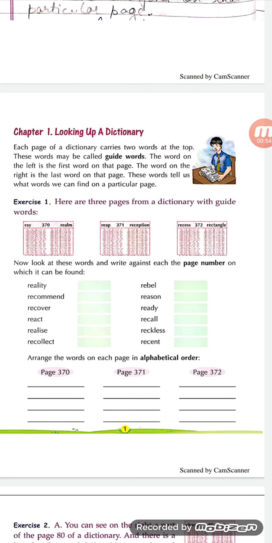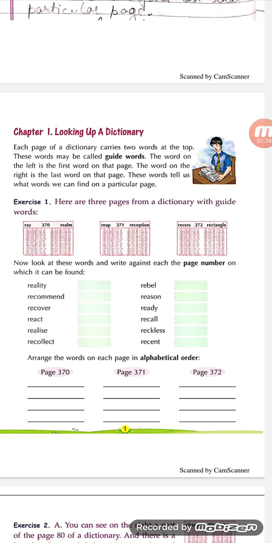Dear students, now we will be starting with the first exercise. In this exercise, 3 pages of the dictionary with their guide words are given. Also, below it we are given the words and we have to find out on which page number these words lie. The first is reality.